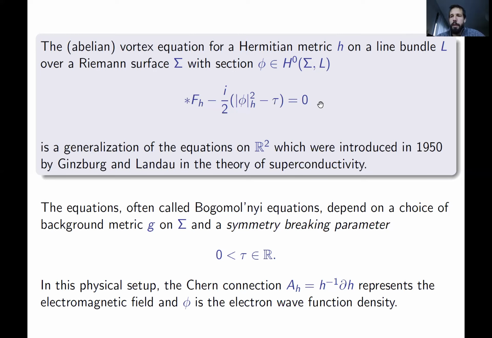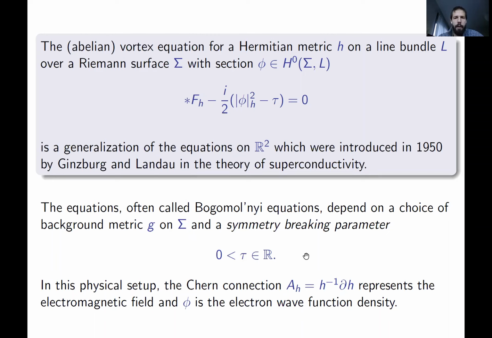These equations are a generalization of the equations introduced by Ginzburg and Landau in the theory of superconductivity. And the other thing I have to say is that in order to write the equations, I need to fix some background metric G on the Riemann surface. In the very first part of my talk, the metric is going to be fixed. So the equations depend on this pair of data given by the fixed background metric on the Riemann surface and this constant tau. Because of the physical interpretation, this tau is typically called the symmetry breaking parameter, for reasons that will become clearer later.